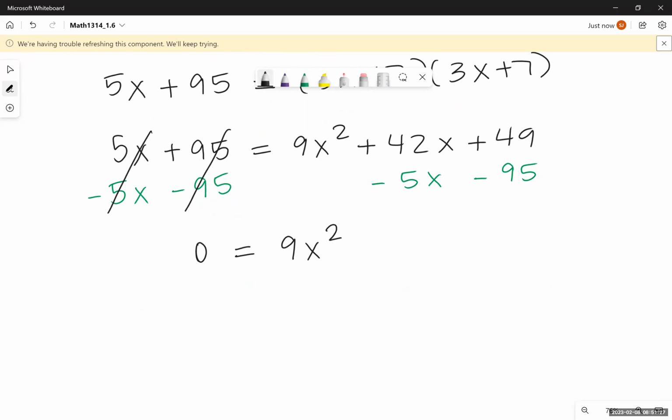What is that? 37. 42 minus 5, signs are different, subtract, keep the sign of the larger. Don't forget your variable. And then I don't think I could do that one in my head. 49 minus 95, minus 46. And then we've set up a quadratic formula.